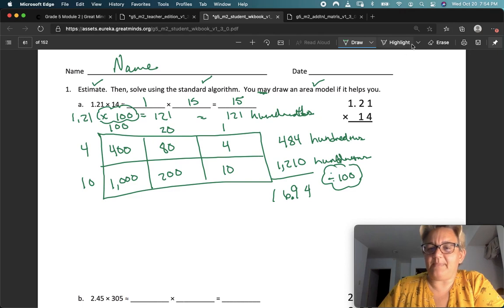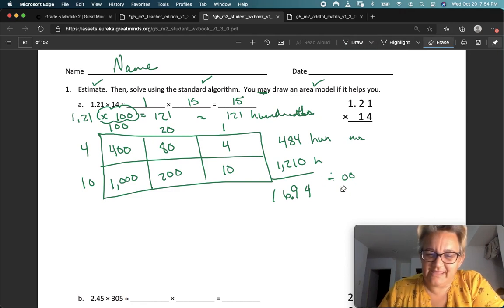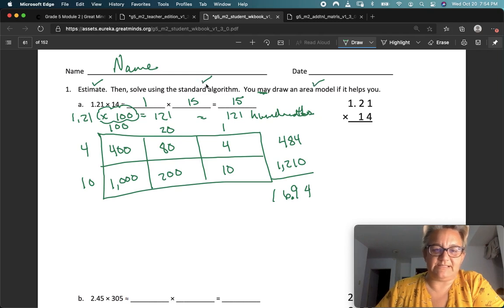Okay, so I'm actually going to erase my thinking here. That was all my thinking. I'm going to erase that so I have enough space for the standard algorithm. So I've done my estimate, I did my area model, and now I'm going to do my standard algorithm. So 4 times 1 is 4. 4 times 2 is 8. 4 times 1 is 4. Drop the 0. Right, and you can see the parallels there.